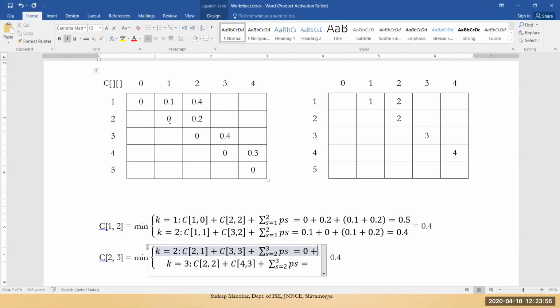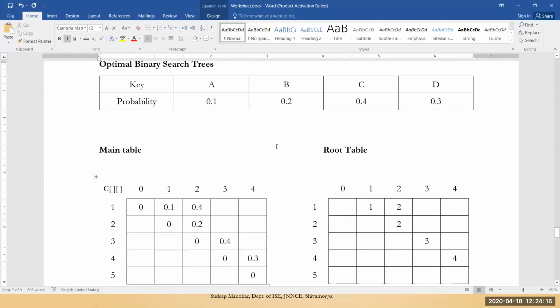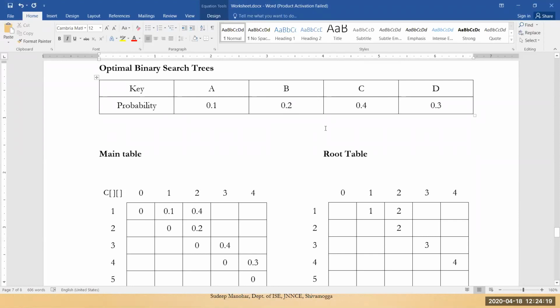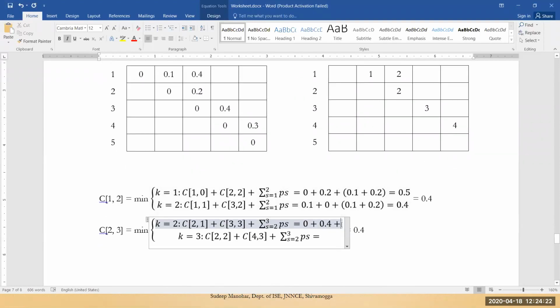Plus, what is C of 3 comma 3? C of 3 comma 3 is 0.4. Plus, you have to take the sigma summation of 2 to 3 of P. So that means probability of 2 plus probability of 3. What is probability of 2? 0.2 and 0.4. So these are the probabilities. Look at the table, 2 and 3. 0.2 plus 0.4. I'll write that within the bracket. What is the result of this? 0.6 plus 0.4, it is 1.0.